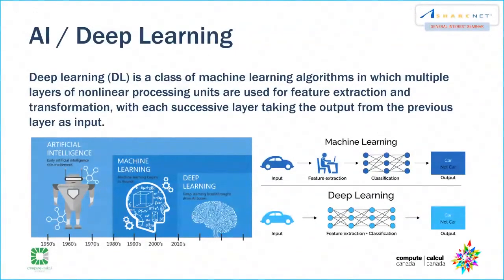Artificial intelligence covers all intelligence demonstrated by machines, and deep learning is a subset of AI. Deep learning is a class of machine learning algorithms in which multi-layers of nonlinear processing units are used for feature extraction and transformation, with each successive layer taking the output from the previous layer as input.